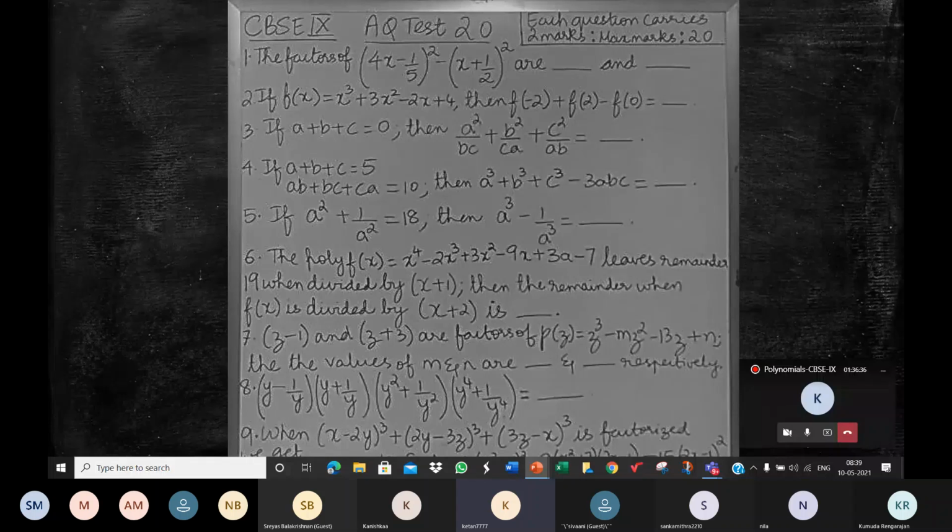Ma'am, the identity we'll use for this, ma'am. A plus B plus C into A square... No, no. Tell me the conditional identity. There is one identity which is called the conditional identity.